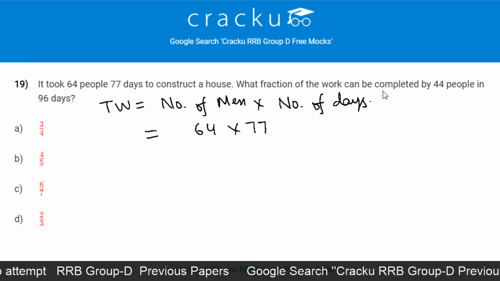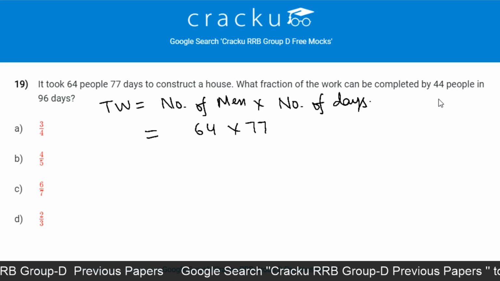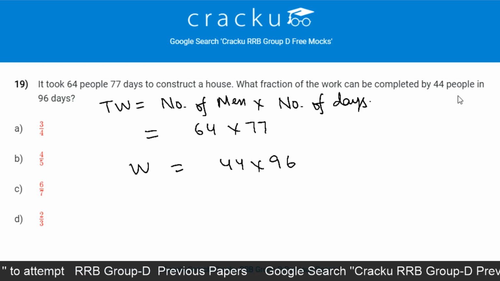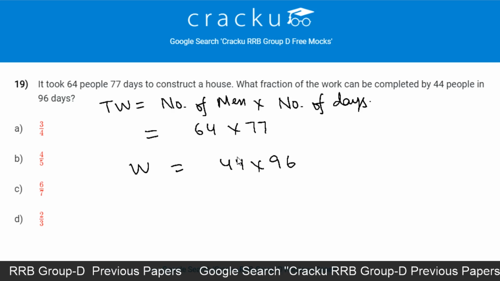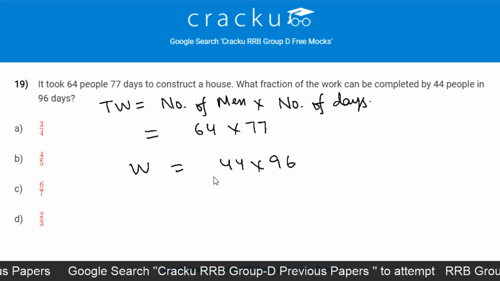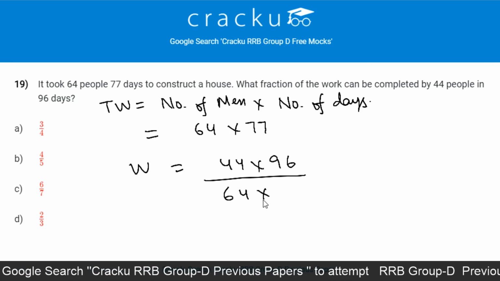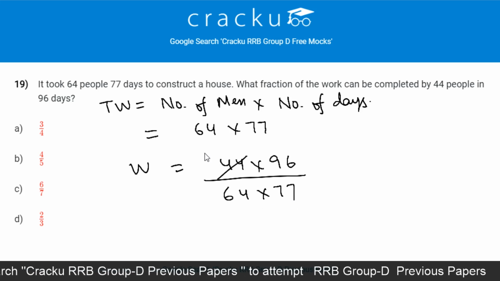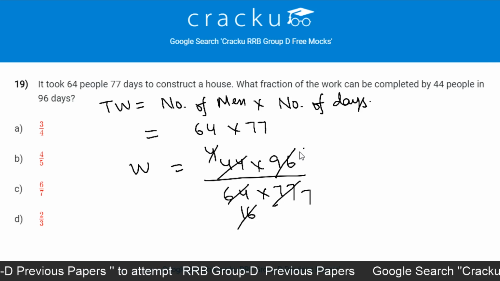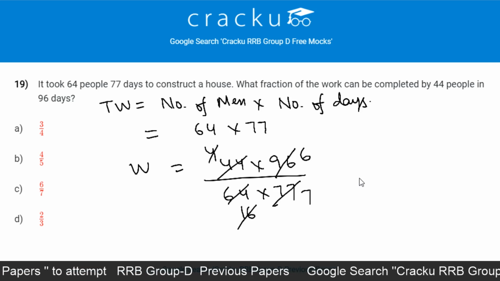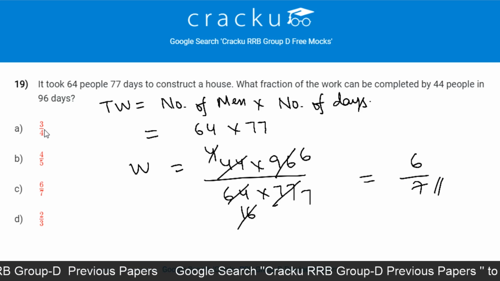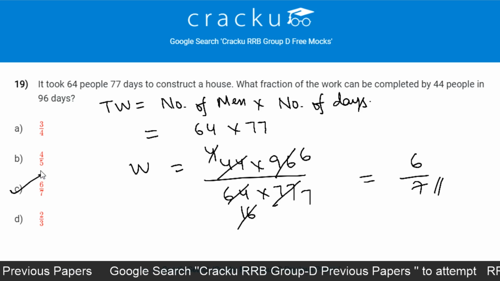What fraction of the work can be completed by 44 people in 96 days? We have to calculate what part, that is 44 people working for 96 days, is what fraction of the total actual work. So what is the total actual work? 64 into 77, 11 fours, 11 sevens, 4 ones, 4 16s, 16, 6. So the actual fraction is 6 by 7th. So this is 6 by 7th of the total work. So the answer is option C for this question.